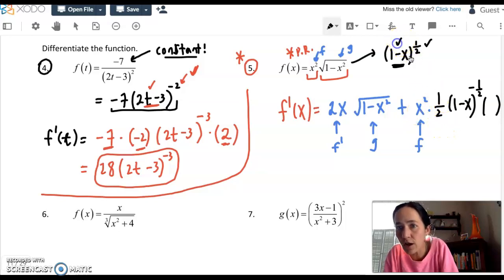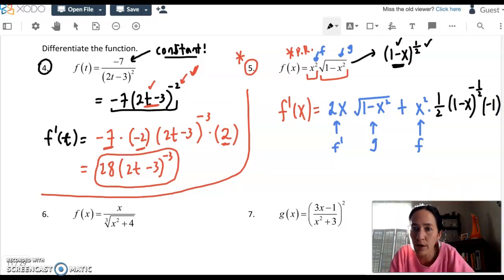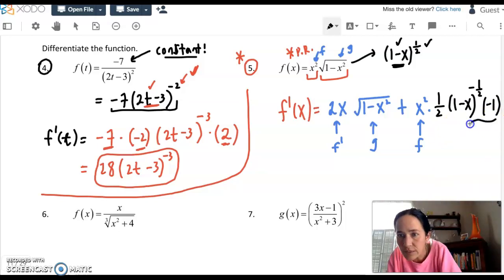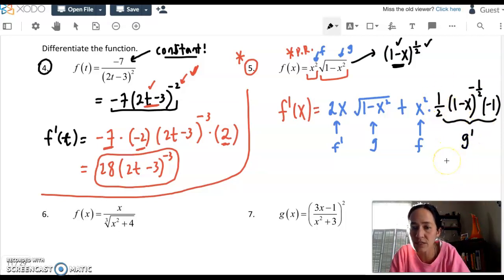And to check this off, I think I just write a negative 1. The derivative of the inside, 1 minus x. So take a look at it. This last part is all g prime. That last part was a little sneaky chain rule inside of a product rule.